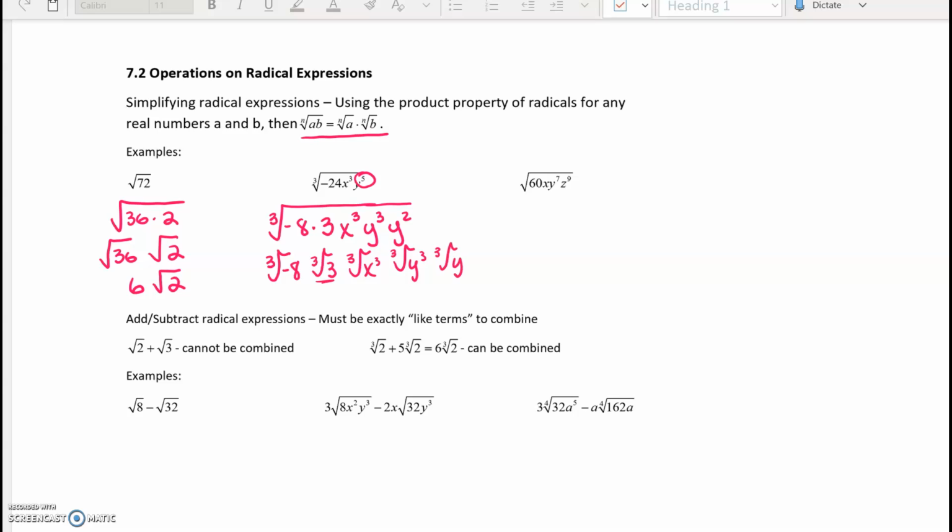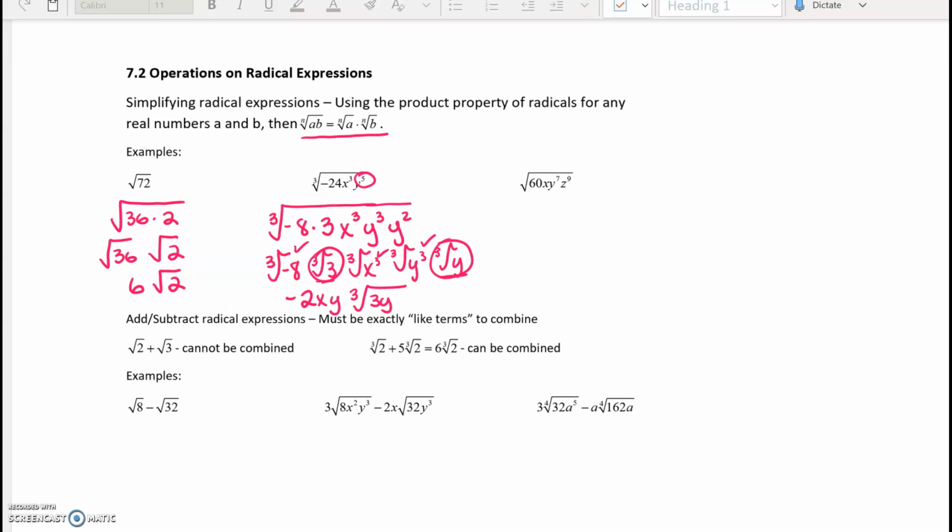These are the two little guys that aren't a cube, so they're going to stay under the radical. Everything else is going to come out in front. The cube root of negative 8 is negative 2. The cube root of x cubed is x. The cube root of y cubed is y. And then we're going to rewrite the radical with the 3 and the y that were left over. So those are what the complicated ones look like.